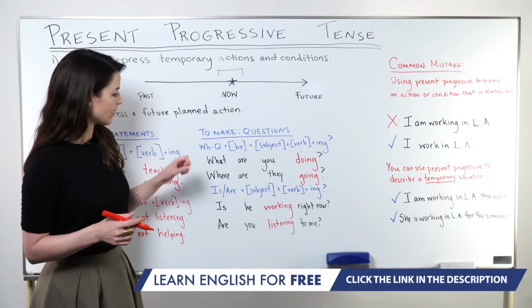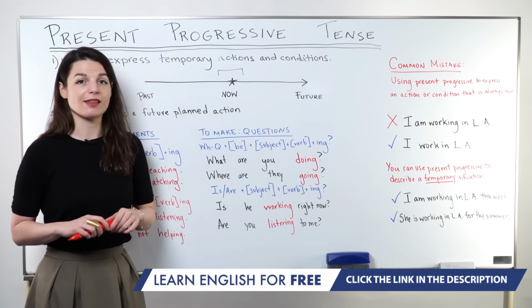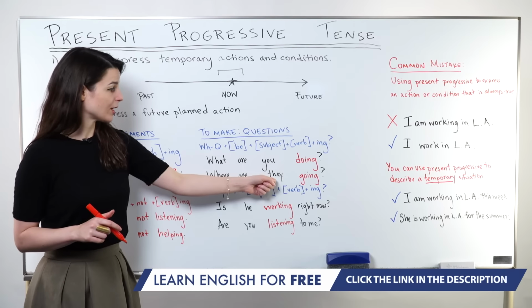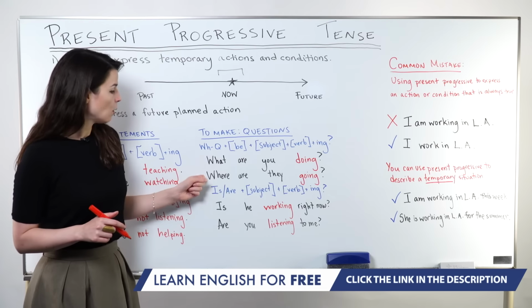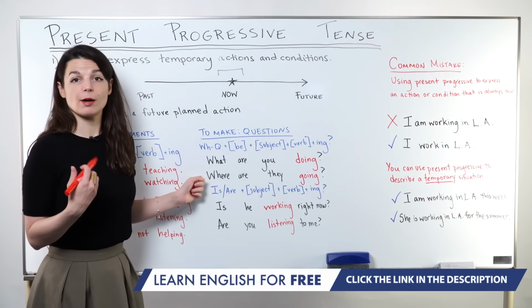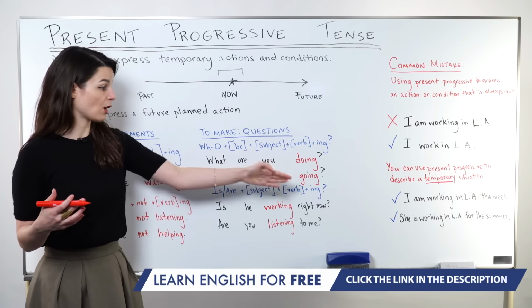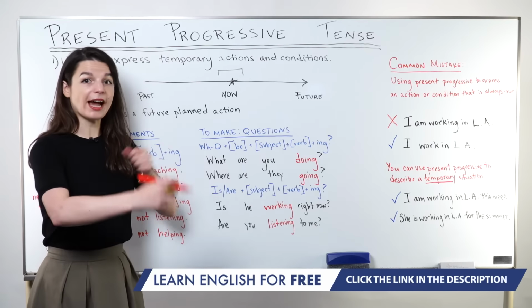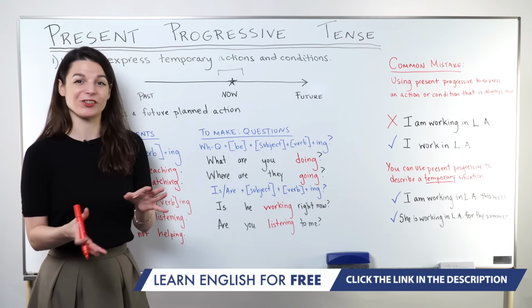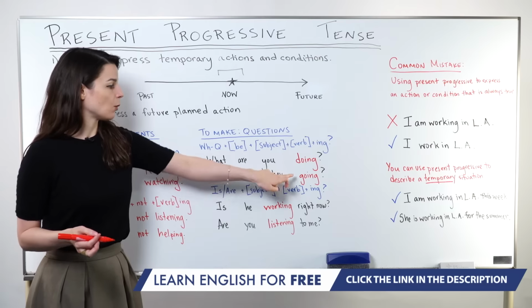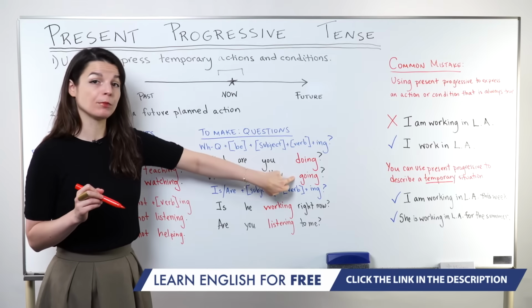Okay, one more example. Where are they going? So again, my subject here is they. Again, the be verb is are. Here, where? So this is a question about a place, in this case, a destination. Where are they going? This means the action is happening now. They are traveling in some way, maybe walking or driving or flying. So the action is happening now. That's what this progressive form shows us.